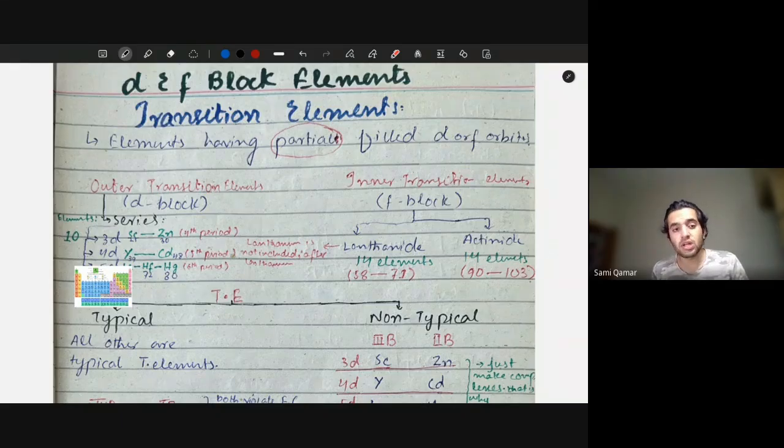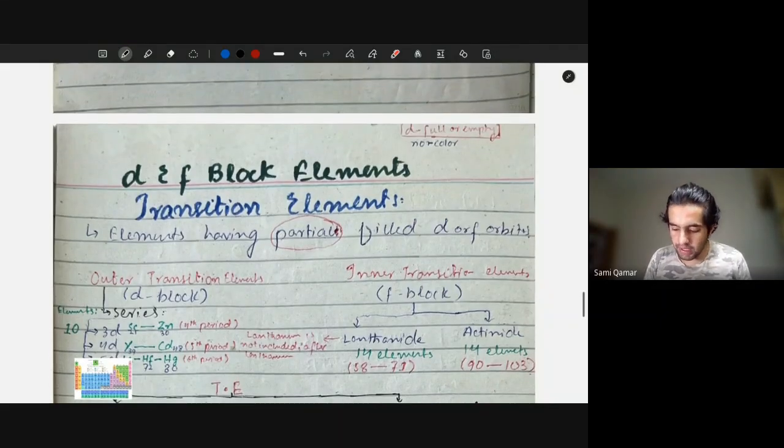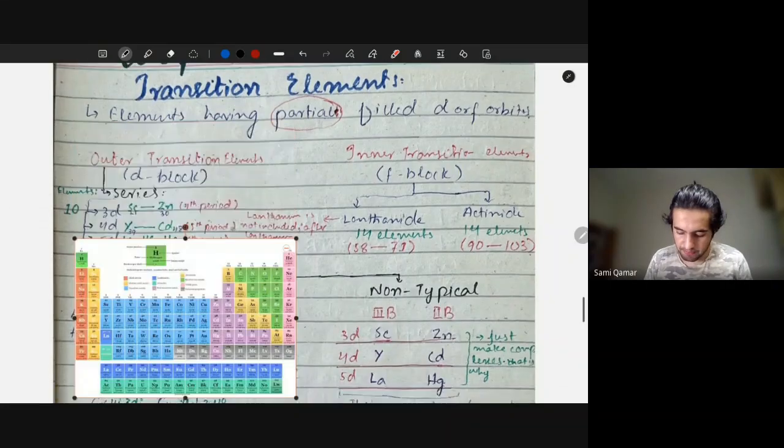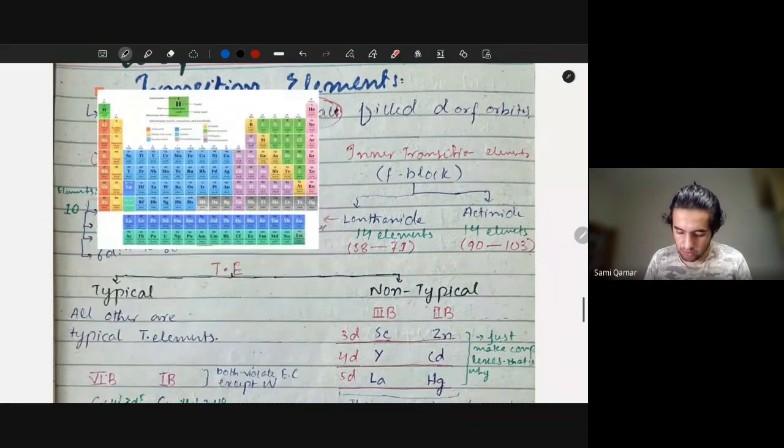Now let's talk about D and F block elements. What are D and F block elements? These are known as transition elements. Let's go to our periodic table and see it. Let me do it here.